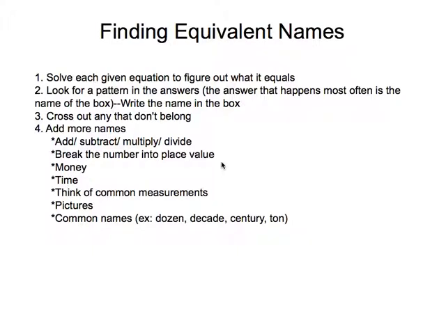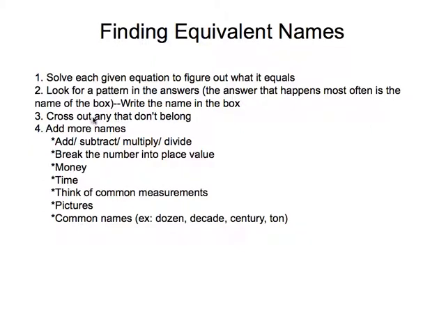Be familiar with how you can do that. First thing you want to do is to look at each given equation in your name collection box and figure out what it equals. Then you want to look for a pattern in the answers. The answer that happens the most often is most likely the name in the box. Make sure to remember to write the name in the box.